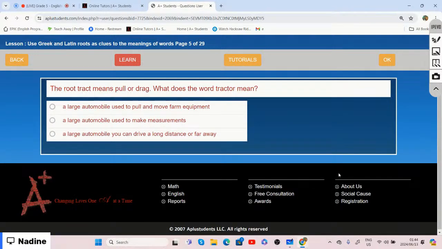All right, let's go to another one. It says the root tract means either to pull or to drag. So now we need to say, what does the word tractor mean? Is a tractor a large automobile used to pull and move farm equipment? Or a large automobile used to make measurements? Or a large automobile you can drive a long distance or far away? Tract means to pull or to drag. So is it option one, two, or three?